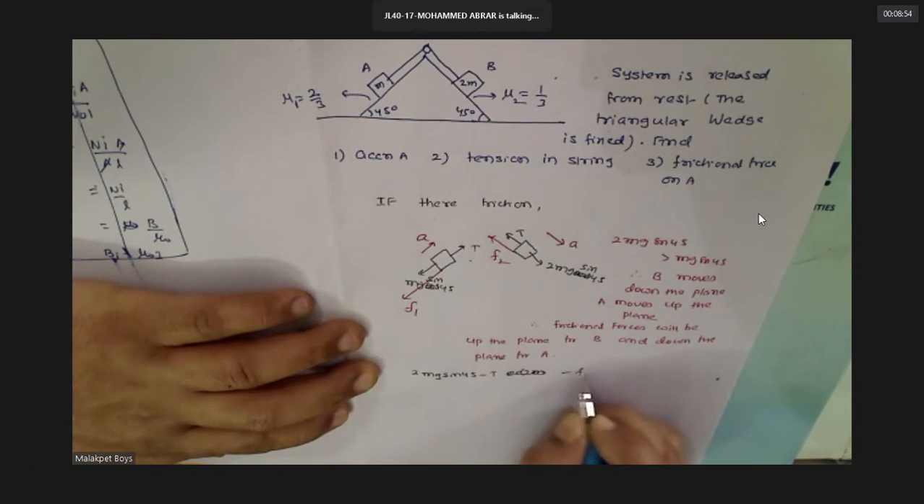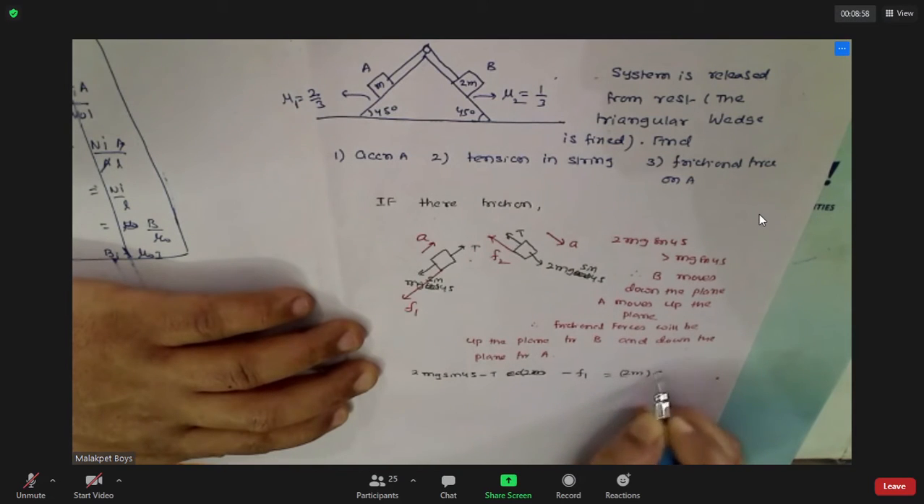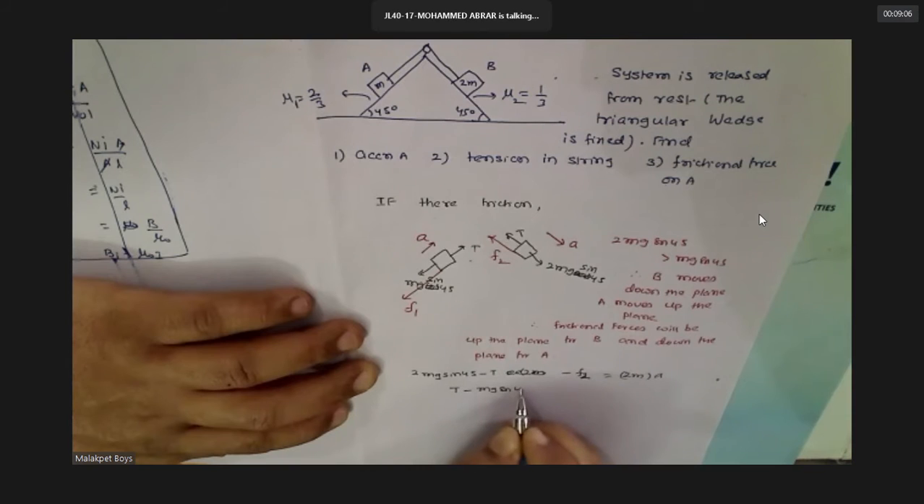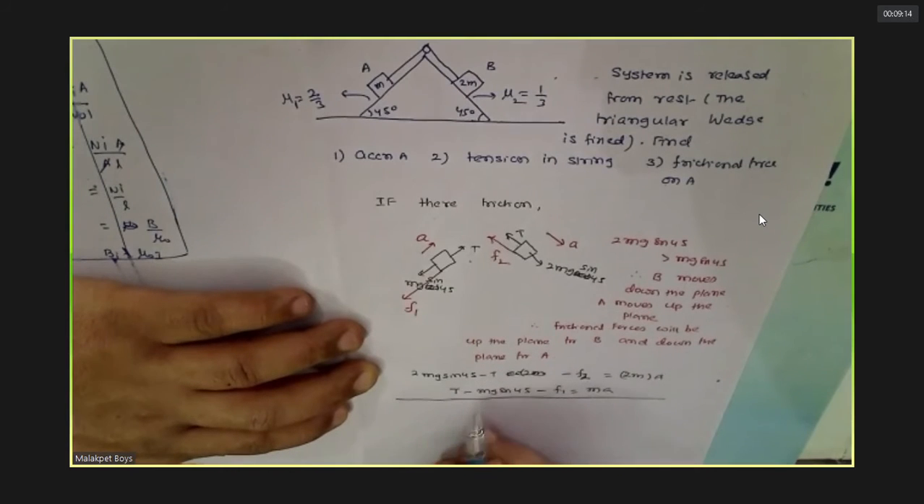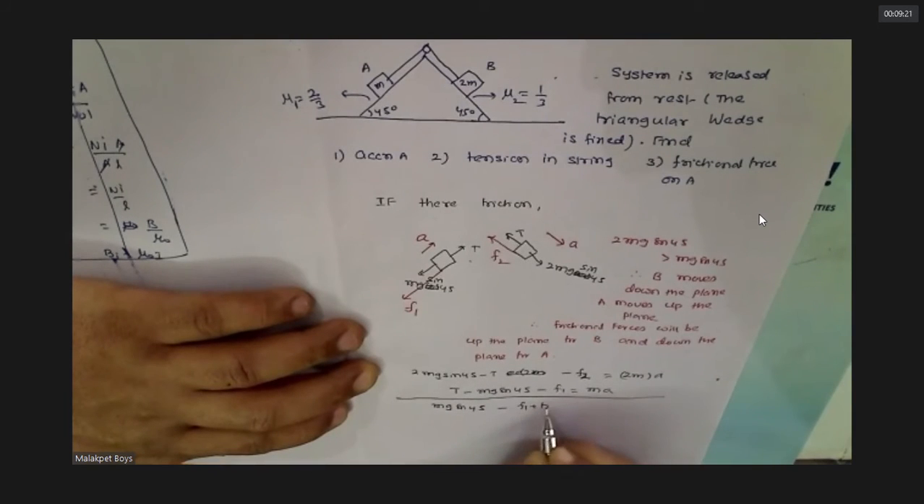Sir, minus F also will come. And this is T minus 2 mg sin 45 minus F1 is equal to MA. If I add, what do you get? mg sin 45 minus F1 minus F2 is equal to 3 MA.